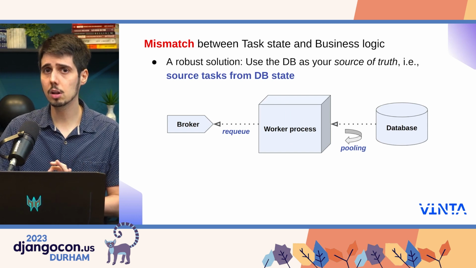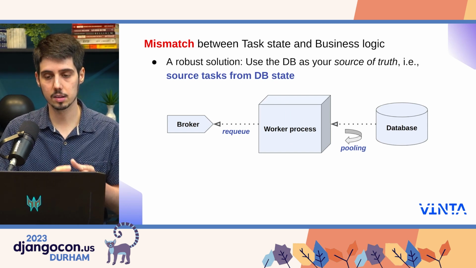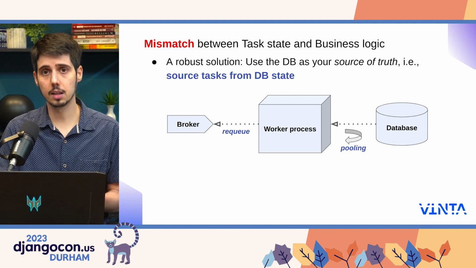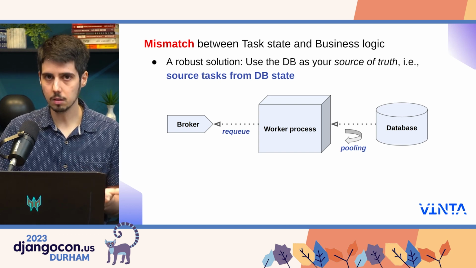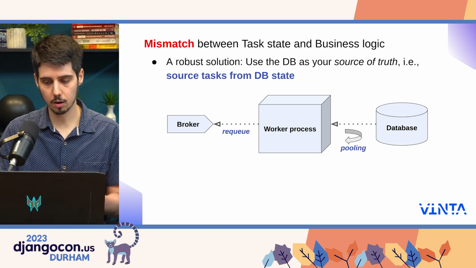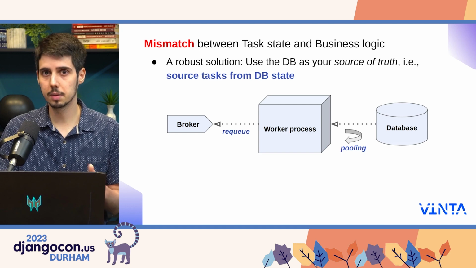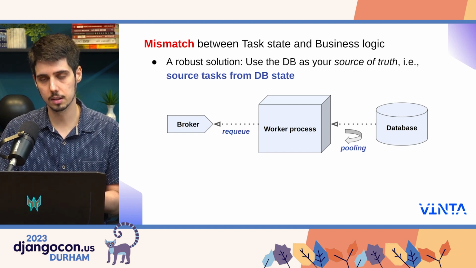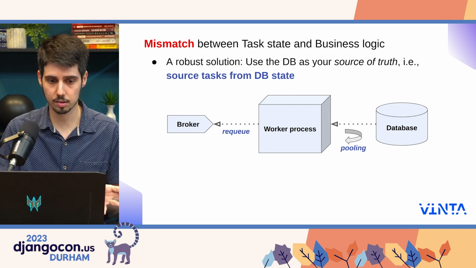There is a robust solution that we can implement. We can use the database as the source of truth, and we can source tasks from the database. To implement something like this, we need polling. We need some way of checking the database from time to time, to see if there are tasks that should run because the database state has changed. For example, a user is waiting for the account verification email. And if there is, we can queue tasks on the broker.